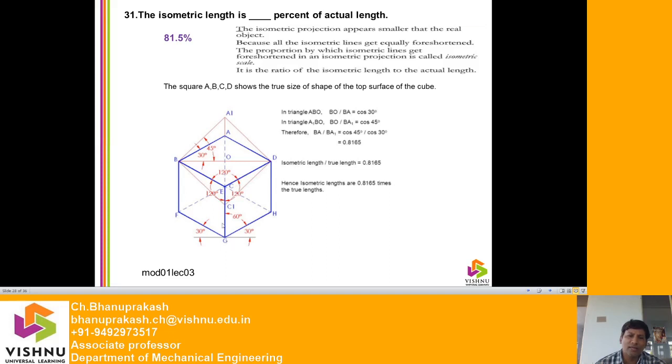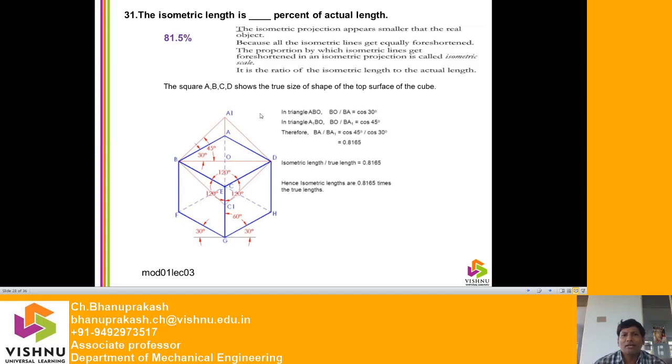EDHG is an isometric plane. BEGF is an isometric plane. These are isometric planes. How many isometric planes will be there? Totally 6 isometric planes will be there. 4 are parallel, one is the top, and another one is the bottom. How many isometric lines will be there? Anybody? 1, 2, 3, 4. 4 plus 4, 8. 8 plus 4, 12. Totally 12 isometric lines will be there.